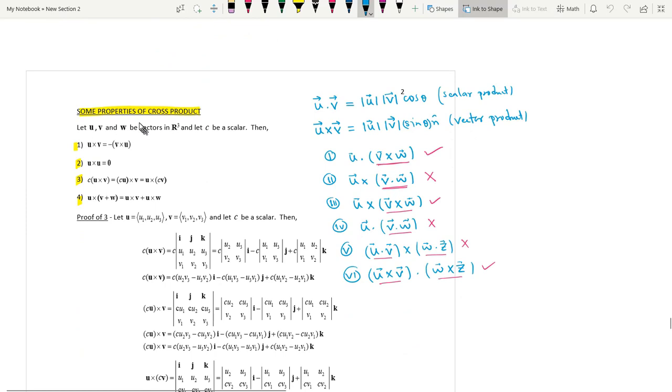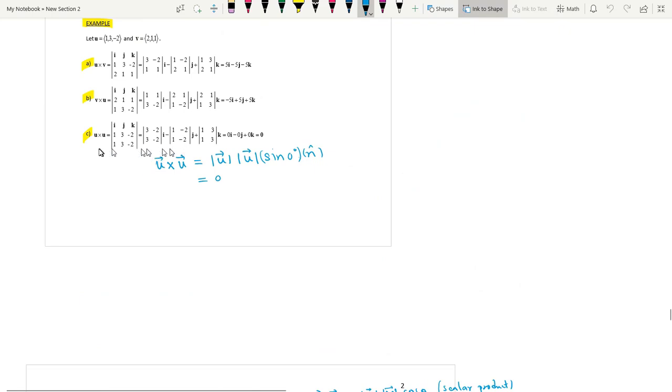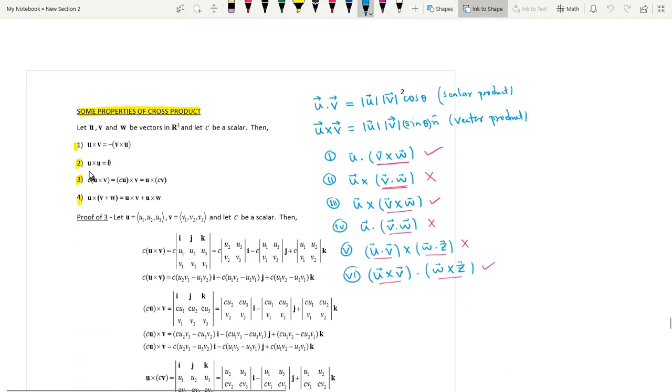Now a few more properties for the cross product. If you have three vectors u, v and w in R3 and c is a scalar, then u cross v equals negative v cross u. And u cross u is 0, which you already learned here. This is true for all vectors u. We have two more properties here.